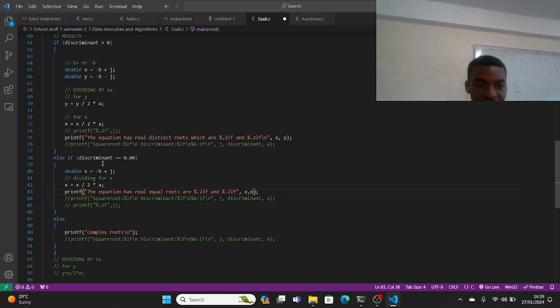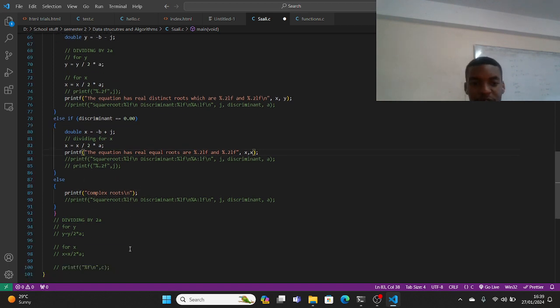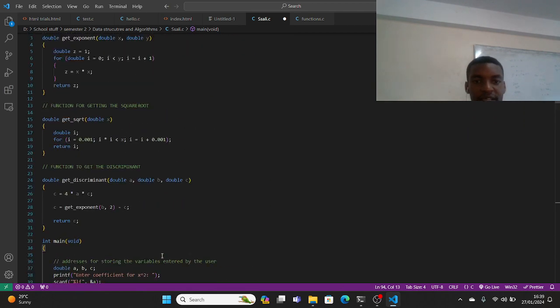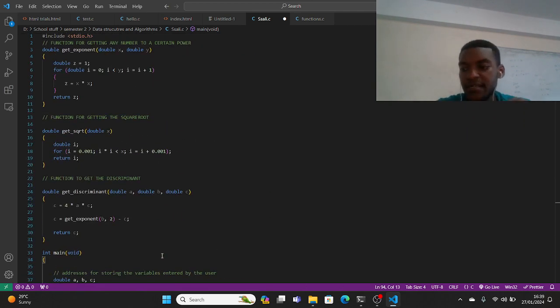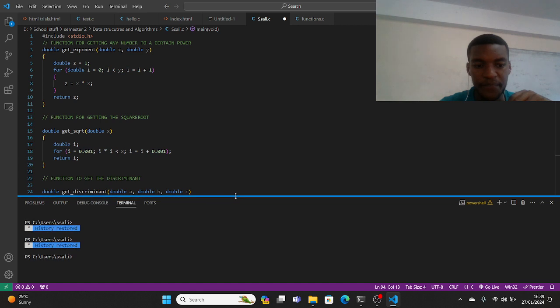Then if the discriminant is not equal to 0 and it's not greater than 0, it has to be less than 0. And from our O-level mathematics, we know the square root of a negative number gives us a complex number. So here we shall have complex roots, and that is the code. So maybe let's do some simple testing. There is a quadratic equation that I have here, which is x squared minus 5x plus 6. Its roots are 2 and 3. So let's give it a simple try.